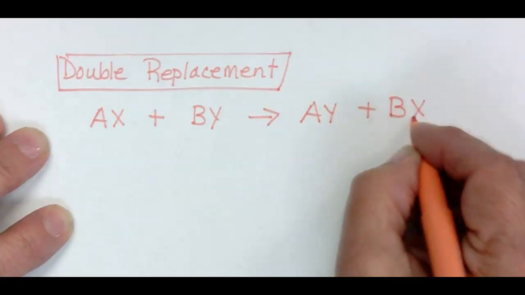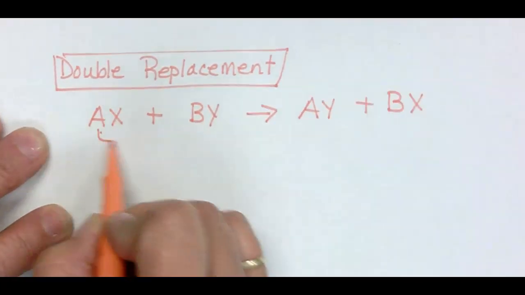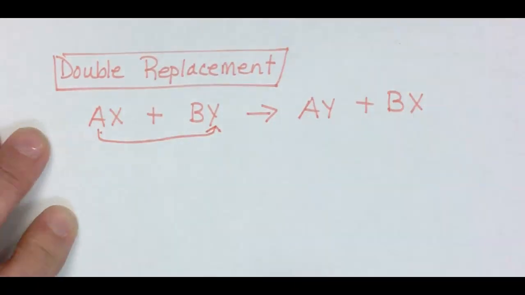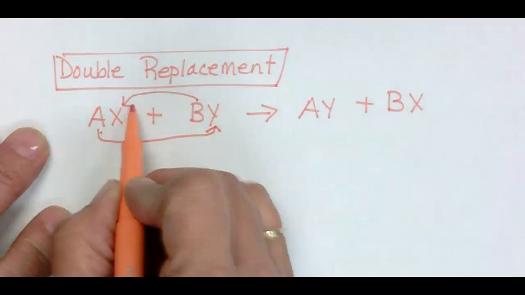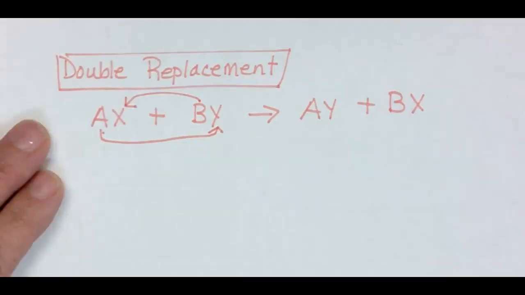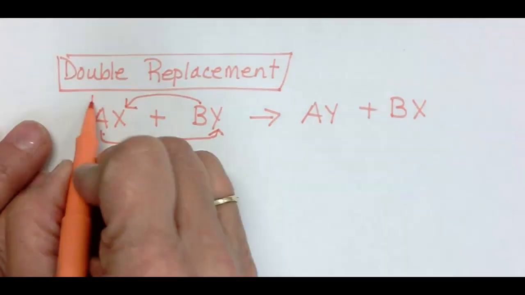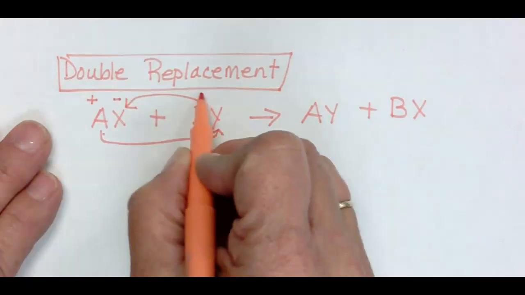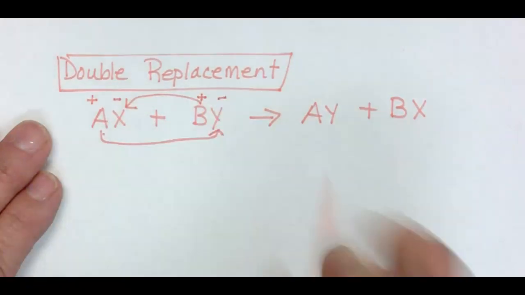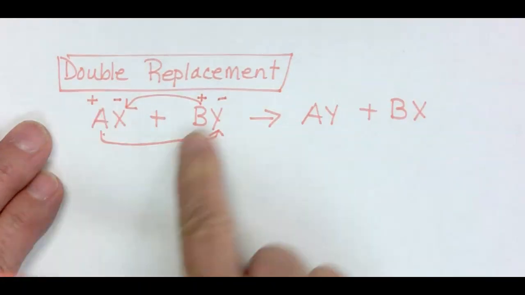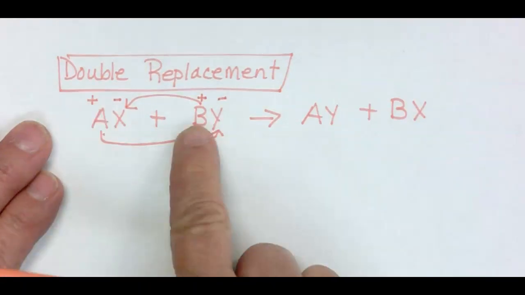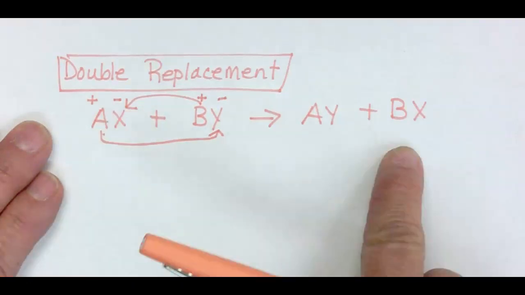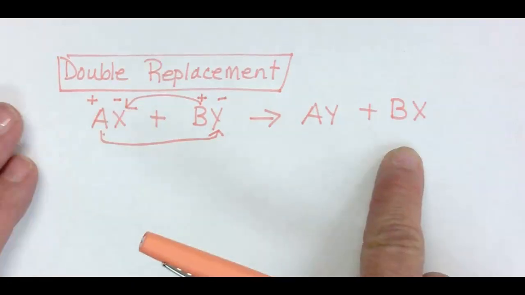As you can see here, your A will come over and bond with the Y, and your B will bond with the X. Now let's talk about why that happens that way. Remember, this is your positive, your cation, and your negative. Same way, positive comes first and then negative. And so your positive has to come and bond with the negative. And again, your positive with the negative. And then that gives me my new products.